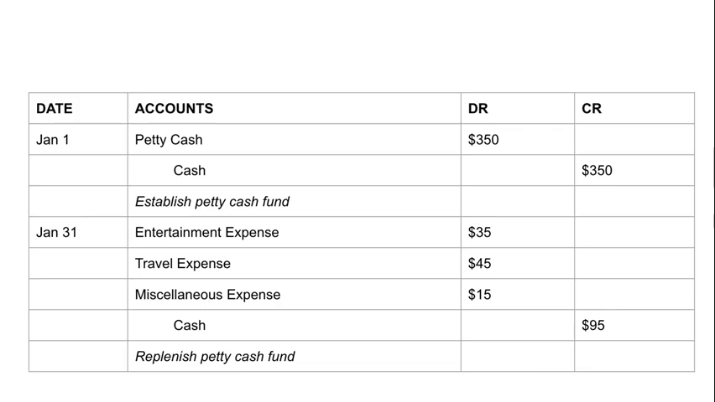So in this case, we spent $95 from entertainment, travel, and miscellaneous expenses. So we have to put that back into the account to make it back up to $350.